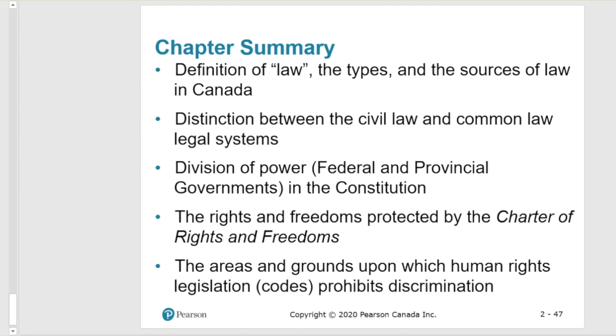We discussed how law is defined, types of law we have in Canada, and sources, who creates them, where they come from. We also looked at the distinction of civil law and common law systems. We touched upon the Canadian Constitution, mainly the Constitution Act of 1867 and the Constitution Act of 1982. And we ended by looking at protection of rights and freedoms, by the Charter of Rights and Freedoms, and also by the human rights legislation.